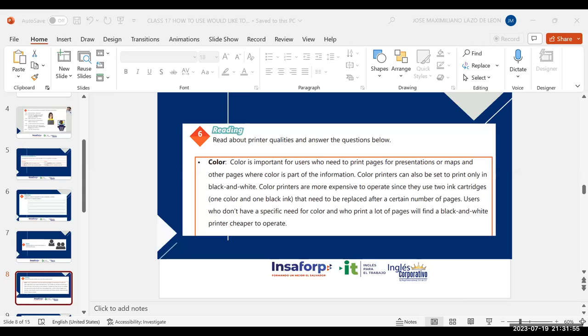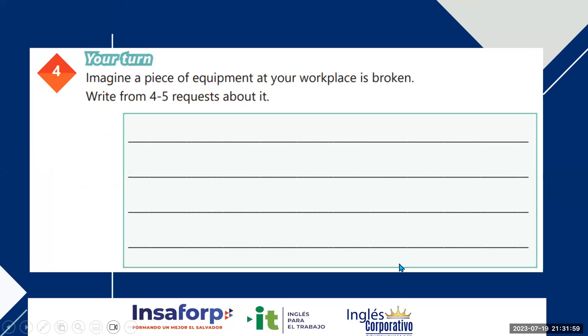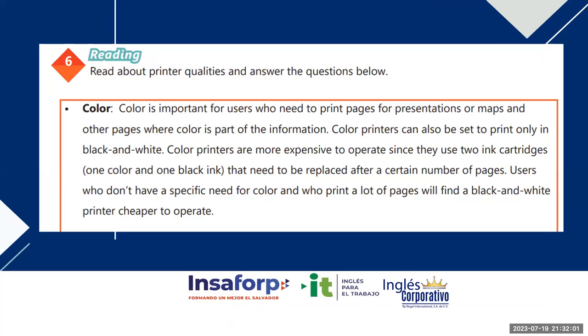Okay, let us continue with this. Okay, this is a reading. This is activity number 6. Read about printer qualities and answer the question below.